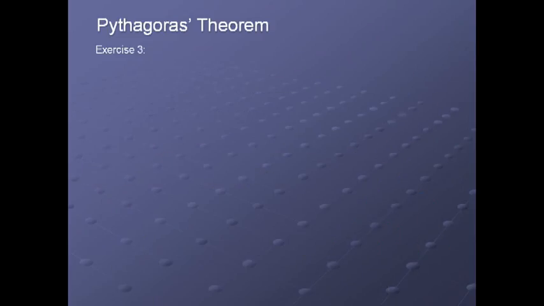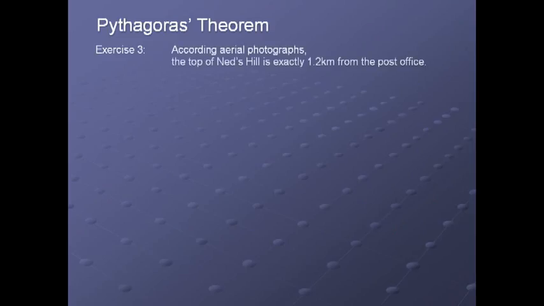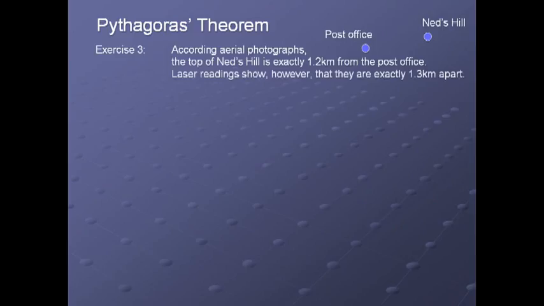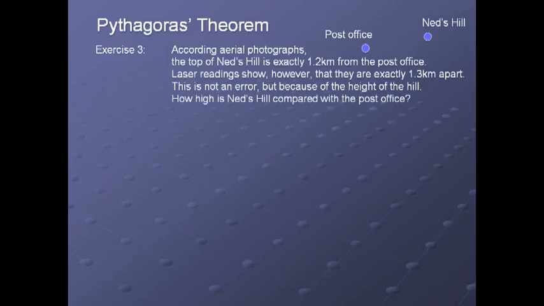Exercise 3. According to aerial photographs, the top of Ned's Hill is exactly 1.2 kilometres from the post office. Laser readings, however, show that they are exactly 1.3 kilometres apart. This is not an error, but because of the height of the hill. How high is Ned's Hill compared with the post office?